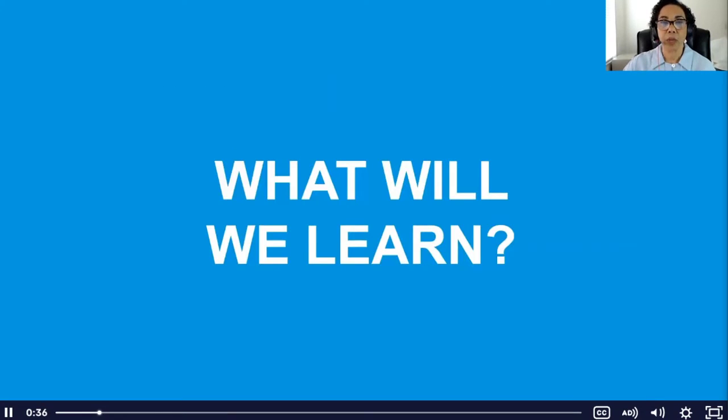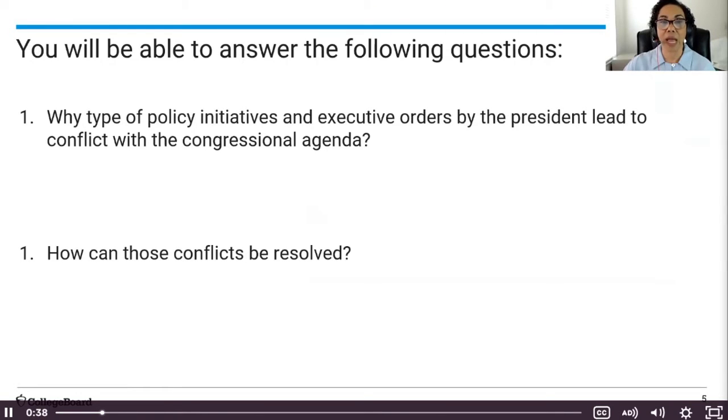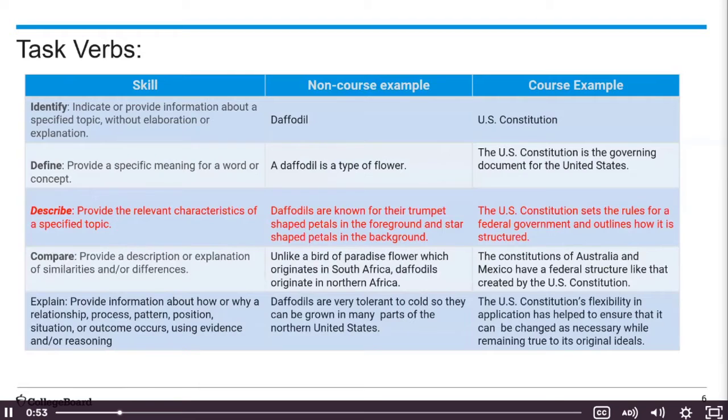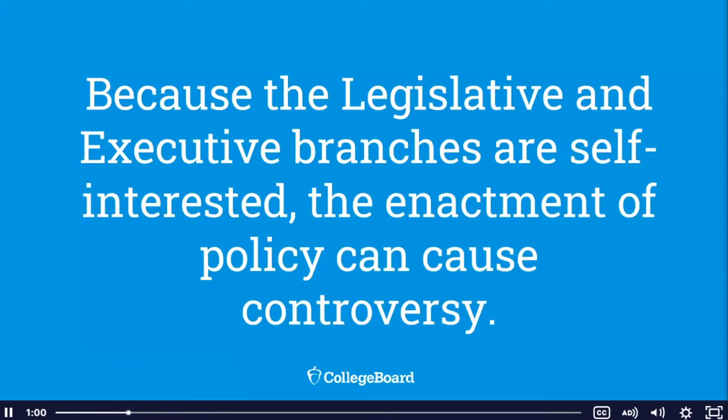So what will we learn? You'll be able to answer the following questions. What type of policy initiatives and executive orders by the president lead to conflict with the congressional agenda, and how can those conflicts be resolved? All right, so we have describe as our task verb here for this particular topic. And because the legislative and executive branches are self-interested, the enactment of policy can cause controversy, of course. And then if they are from two different parties, then that can be even a bigger cause for controversy.